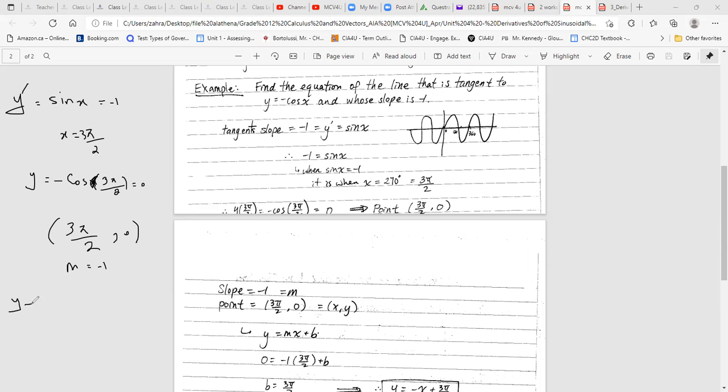So you know the equation of the line is y equal to mx plus b. So I know the m, but I need to find b. That's why I need to sub the point here. So y is 0, m is negative 1, x is 3 pi over 2, plus b, so b is equal to 3 pi over 2. So the general equation of that is y equal to negative x plus 3 pi over 2. So this is the equation of that line.